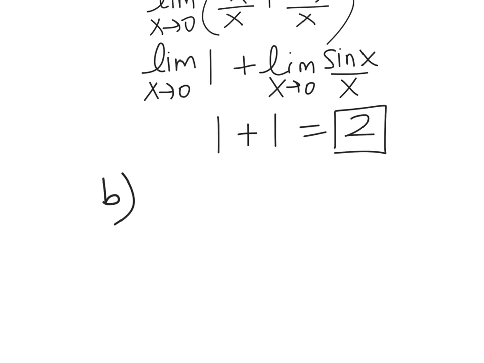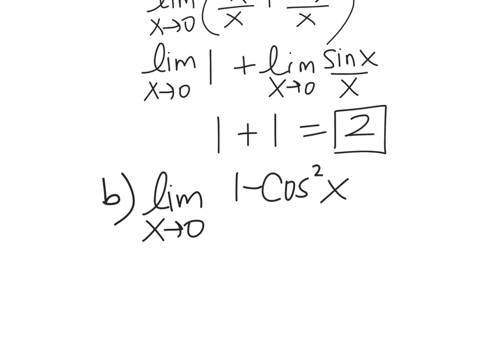Okay, so let's do this next one. This one, you're going to love this one. All right, how about the limit as x goes to 0 of 1 minus cosine squared x over x squared.